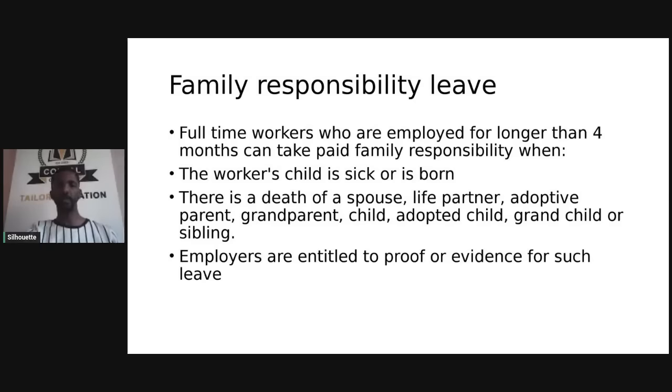And then when it comes to family responsibility leave, full-time workers who are employed for more than 4 months can take paid family responsibility leave when they are expecting a birth in the family, or when there is a death of a spouse or a life partner, or an adopted parent, grandparent, child, adopted child, or sibling. And then employers are entitled to proof or evidence for such leave. So when you are reporting back from that leave, you must provide proof to the employer.